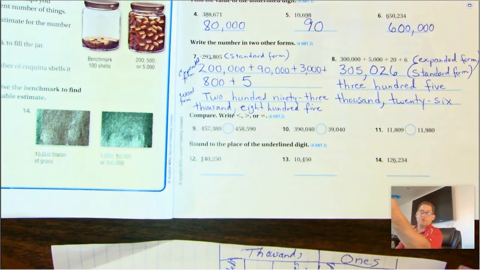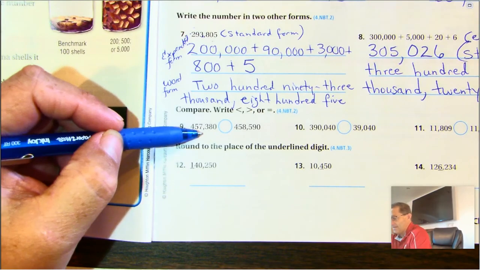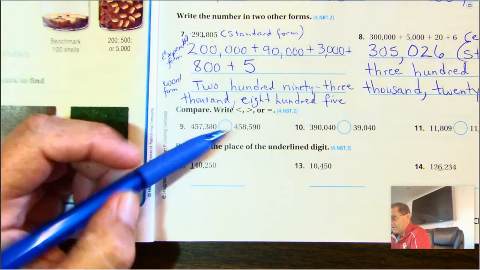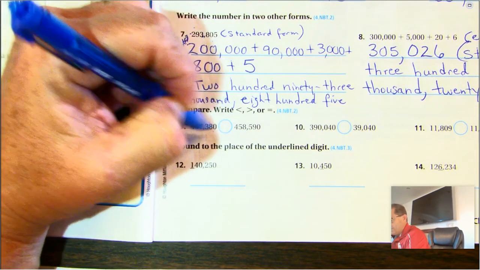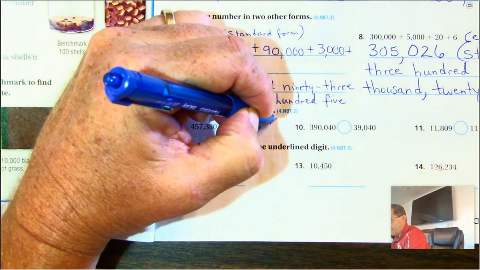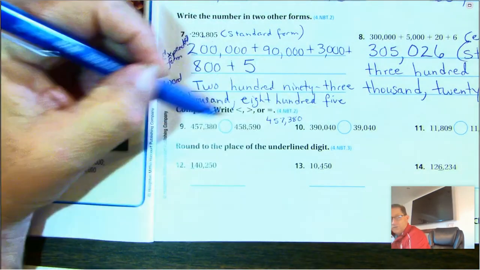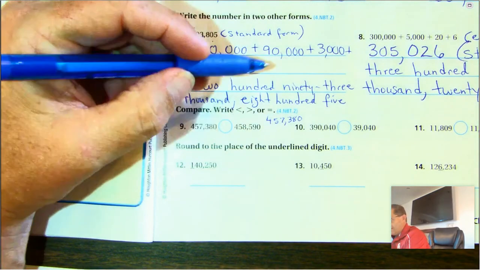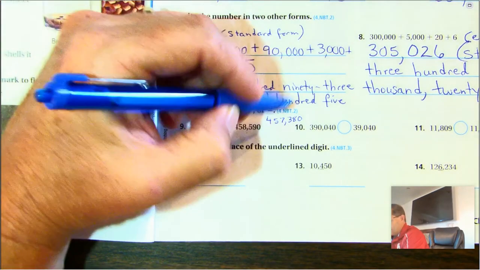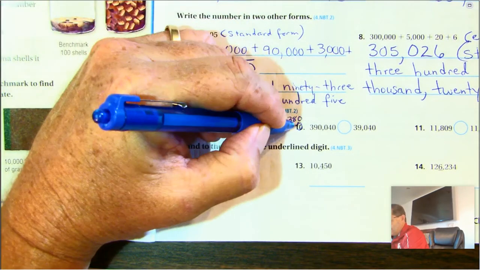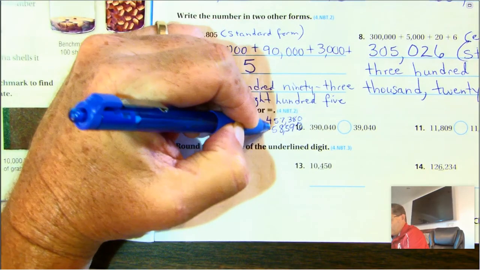So number 9, we're going to compare 457,380 compared to 458,590. Remember, we've been practicing with these where we rewrite it with the numbers underneath each other, and we line up the place value, almost as if we were going to add or subtract the numbers.